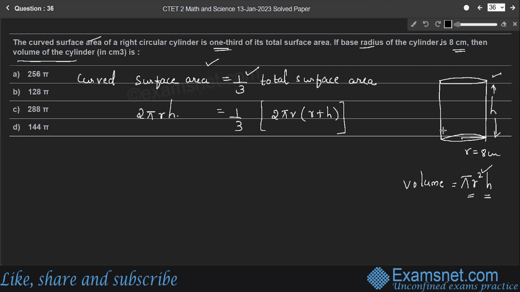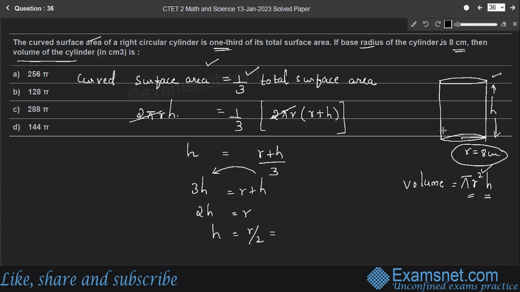So in this, we can cancel 2 pi r and 2 pi r, right? So we can equate h to r plus h by 3. Therefore, 3h becomes r plus h. So, take this h to LHS part, it becomes 2h is equal to r, right? Therefore, height of the cylinder is r by 2. Here, r is base radius, which is 8 cm, so 8 by 2 is 4 cm. Here, 4 cm is height of the cylinder, right?